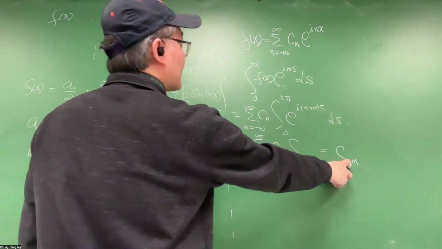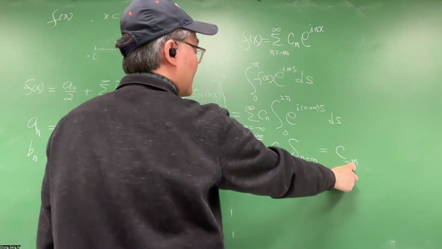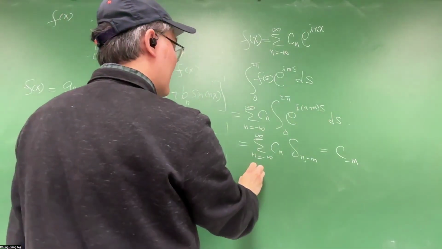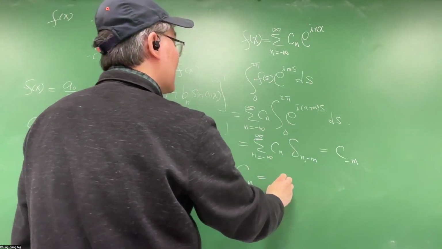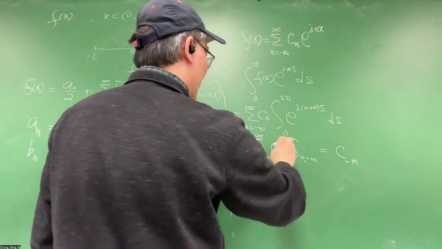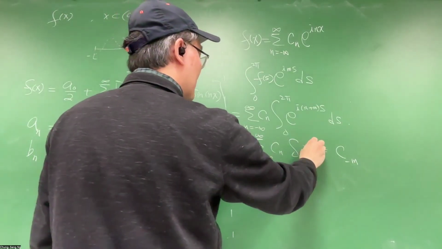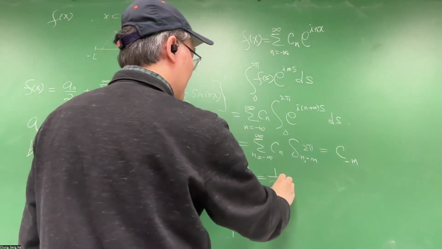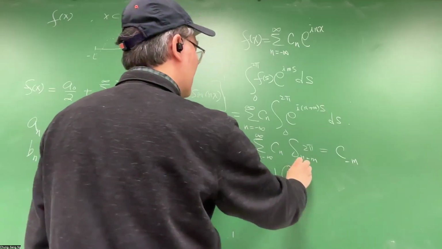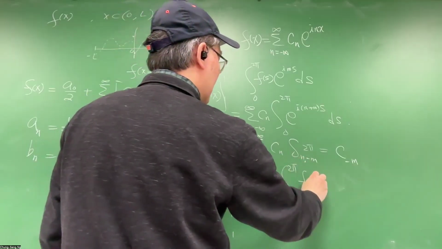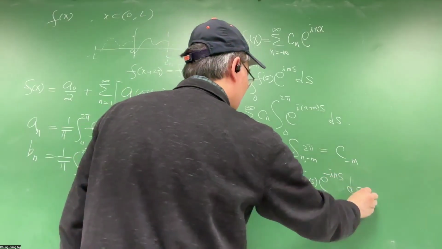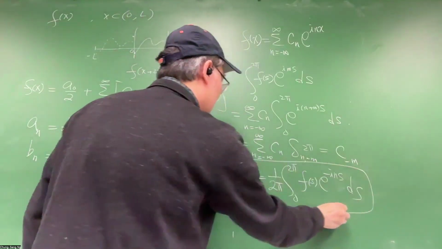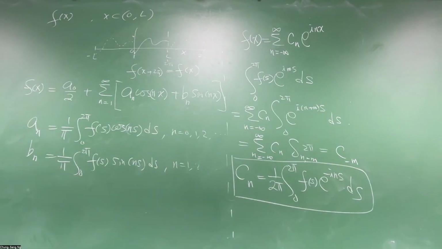Okay, so the coefficient c sub minus m is given by this formula, or you can now change minus m to n, so c sub n will be this formula. Oh yeah, I forgot the 2 pi. When this happens, you have a 2 pi. So that's for c sub n, because this is the formula.